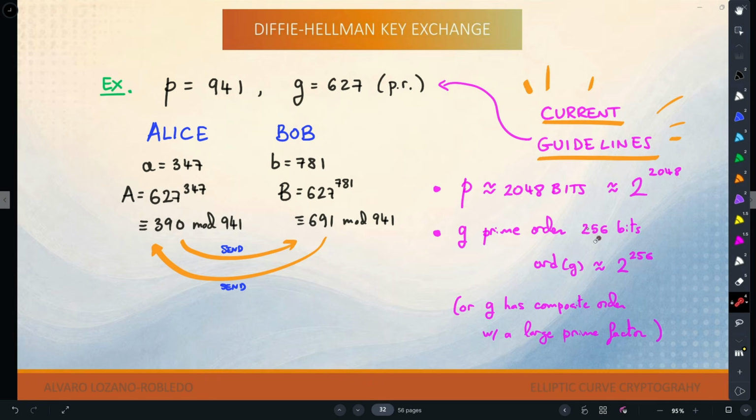The guidelines say you take G. Ideally, G is just some element of prime order. So the primitive roots have order P minus 1. So P minus 1, that order is not prime. So typically, you actually don't pick a primitive root. You just hope that P minus 1 has another factor that is very large.